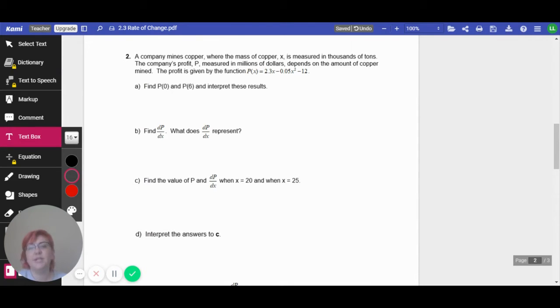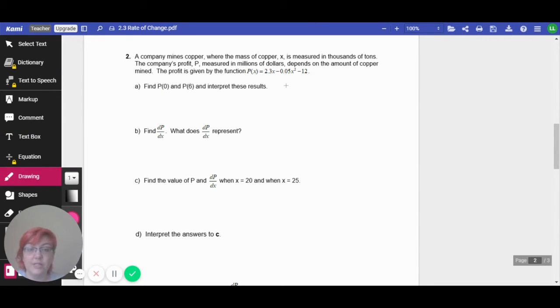A company mines copper, where the mass of copper, X, is measured in thousands of tons. The company's profit, P, measured in millions of dollars, depends on the amount of copper mined. The profit is given by the function P of X equals 2.3x minus 0.05x squared minus 12. So first, we're being asked to find P of 0 and P of 6 and interpret these results.